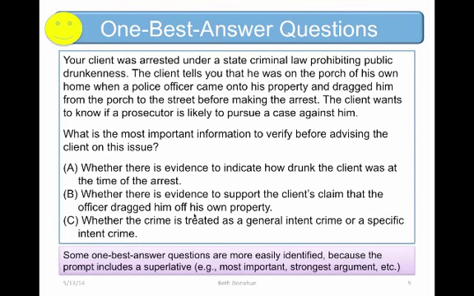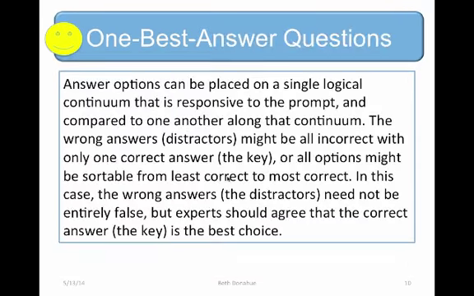Sometimes a one best answer question is a little bit easier to pick out as one best answer because the call of the question, the prompt, will use some kind of superlative here. What is the most important information? What is the strongest argument? Something along those lines. It's a little bit more obvious to the student what they're supposed to do, how they're supposed to approach the different choices you've given them.